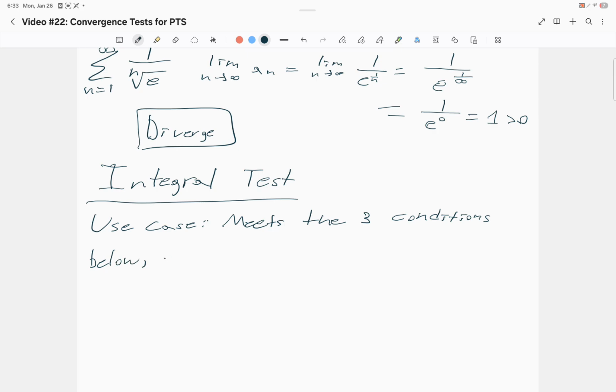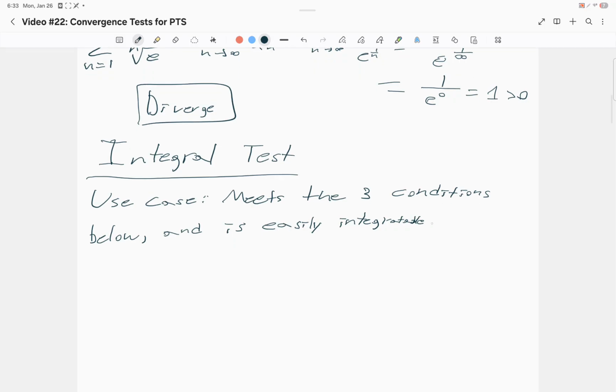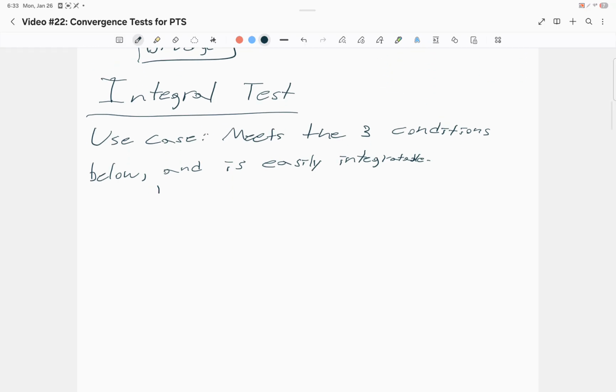These are three conditions below, and is easily integratable. And is, I can't spell, dude. I cannot spell. Easily integratable. Hopefully that's how you spell that, right? And is easily integratable.